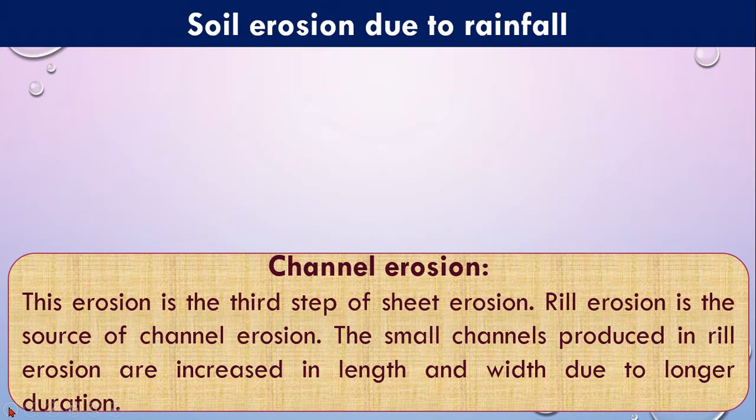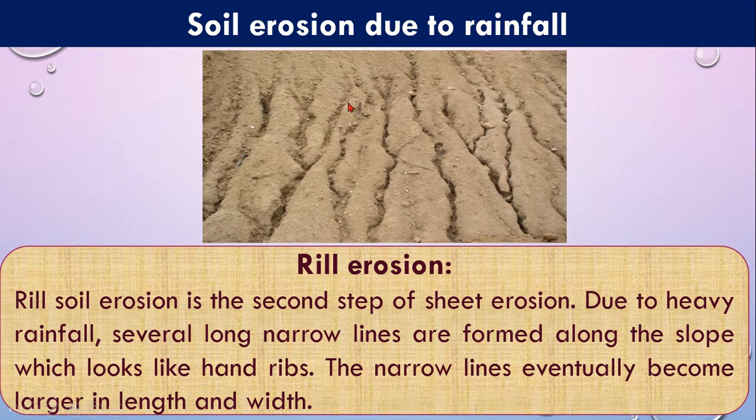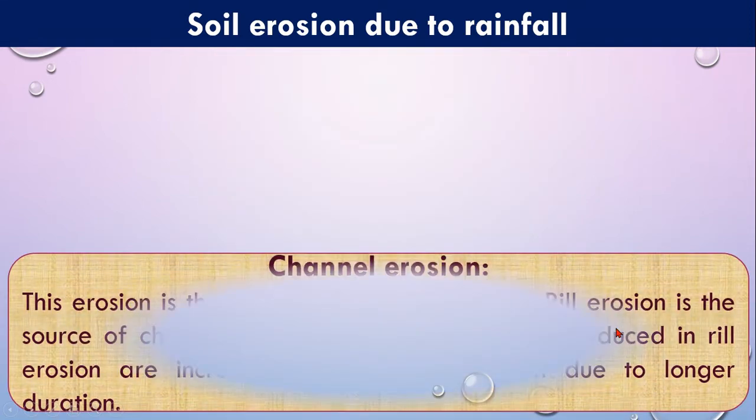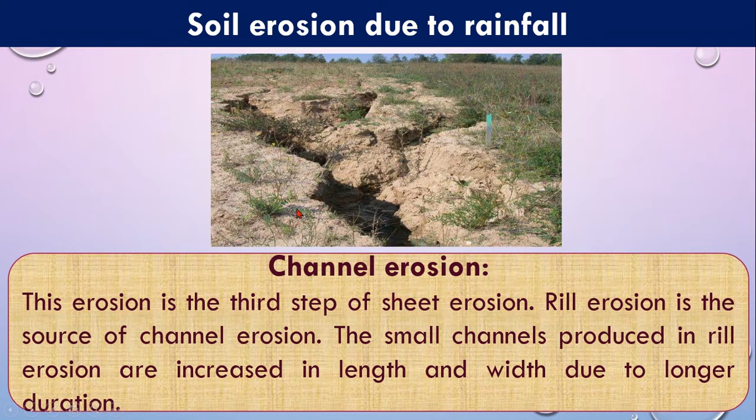If you have a look at the previous one, rill erosion, the drain is very small because this is the starting phase of the erosion. And then if you have a look again at the channel erosion, you can see this one is bigger. So this is called channel erosion, and this is the third step of natural soil erosion due to rainfall.